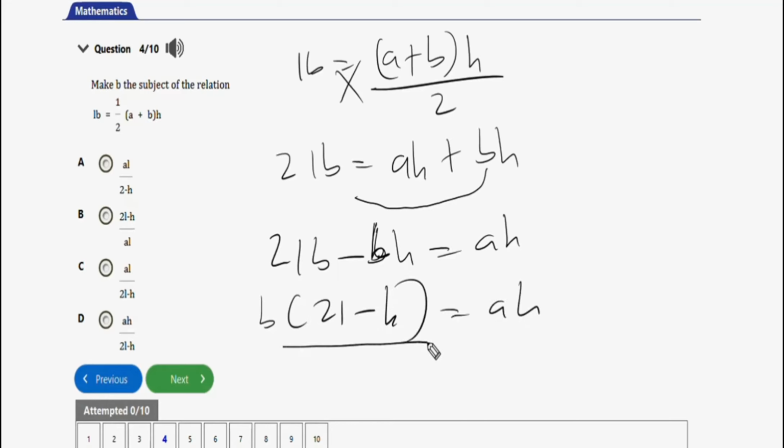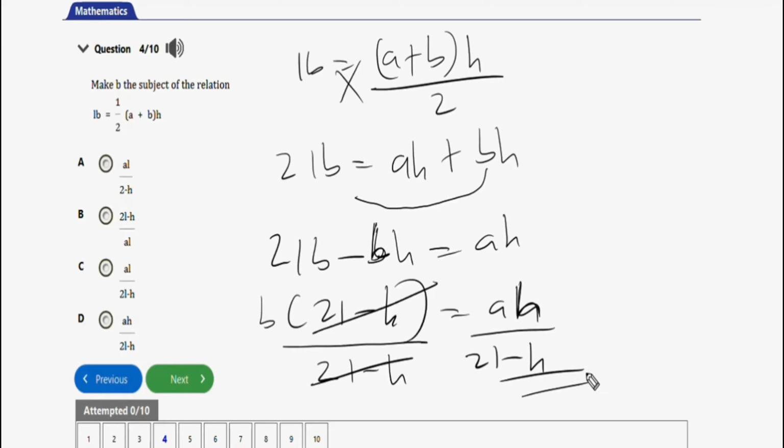Divide both sides by 2I minus H. So your B will be AH over 2I minus H. So the right option is option D. Alright, so this is H, guys. The right option is option D. That's it for this question. Let's wipe this now and solve the next repeated question.